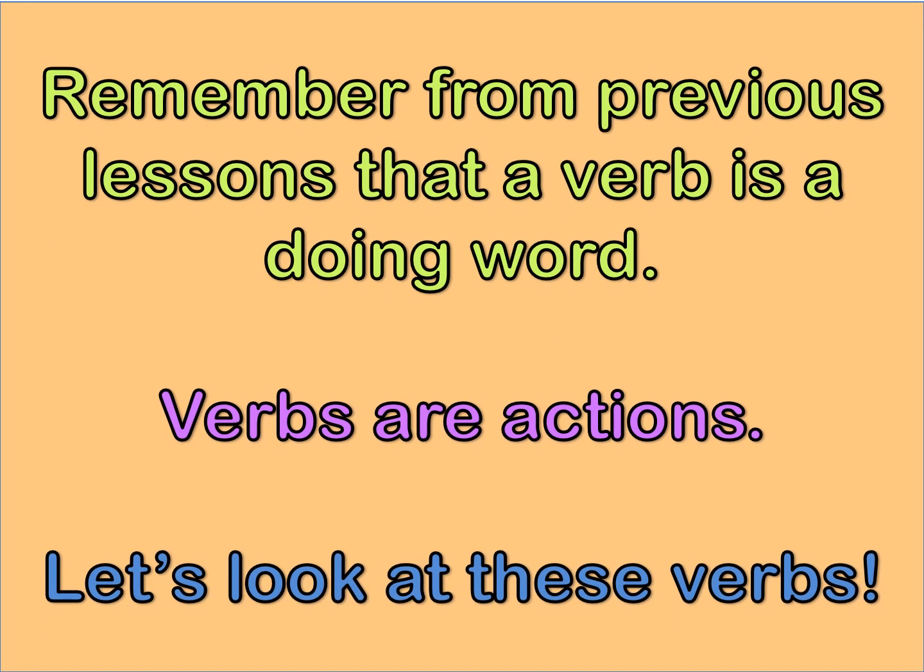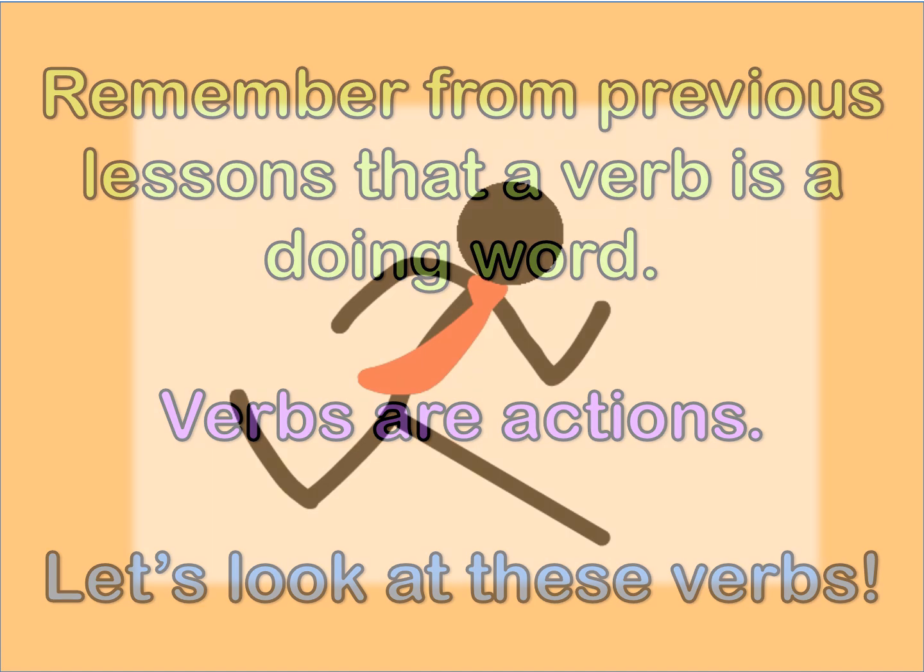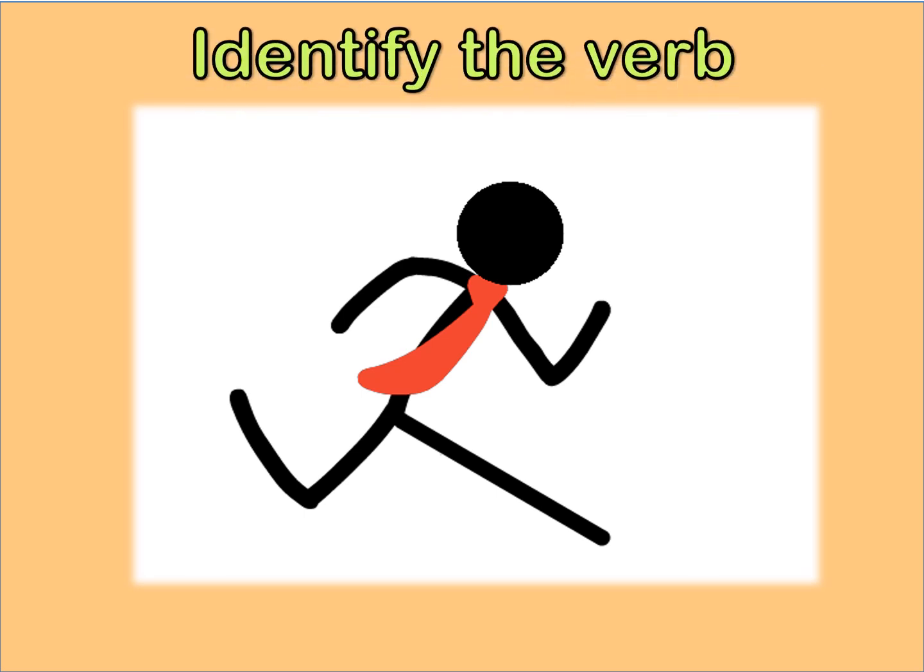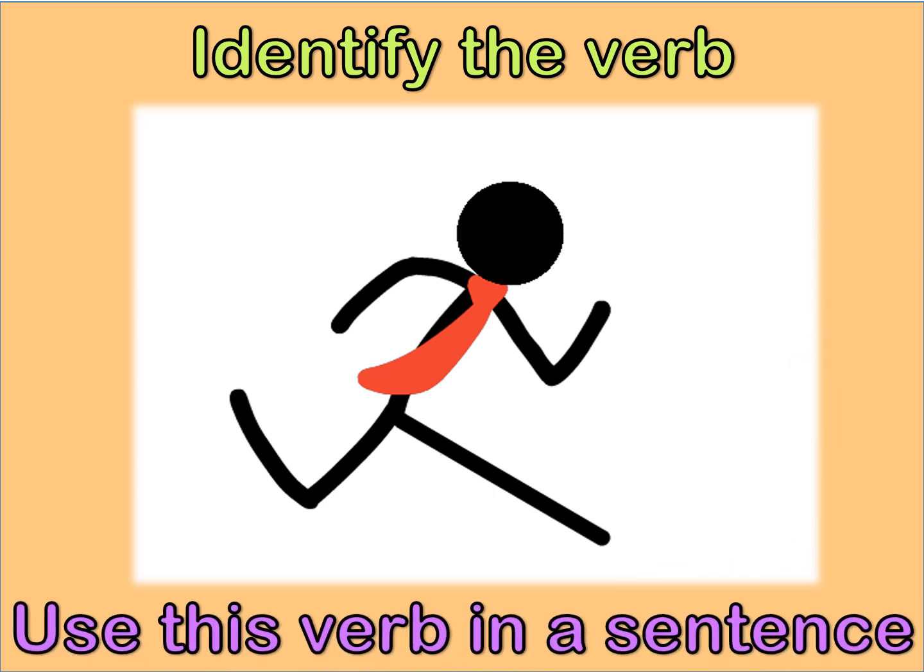Remember from previous lessons that a verb is a doing word. Verbs are actions. They are things that we do, things that we can perform. Let's look at these verbs. Identify the verb. So when you look at this picture, what verb do you think that is? I would say maybe it's running. I would say this verb is run. Now use this verb in a sentence. The sentence I could use is maybe, the boy runs to the shops.